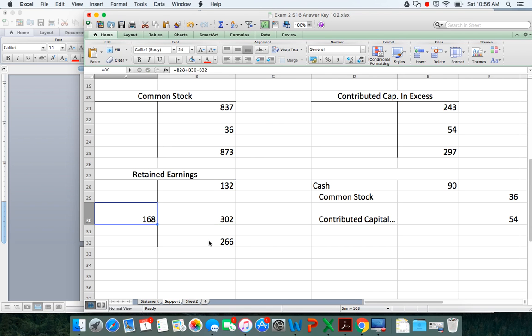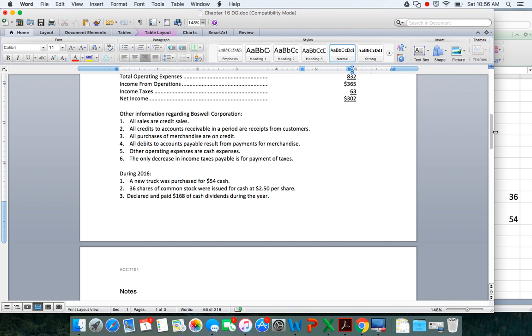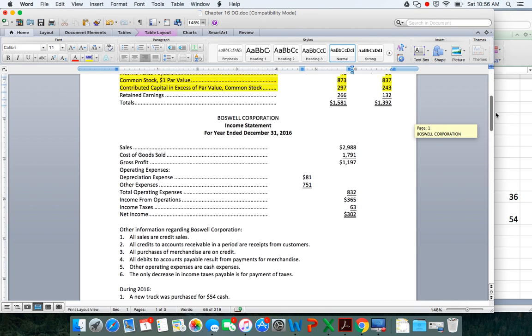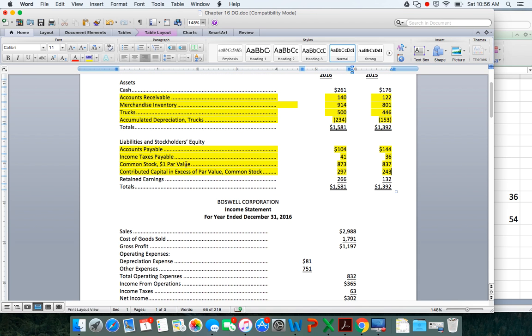And that gives me that same 168 number. Okay, so I know they were cash dividends. I know the amount was 168. So the last thing I want to do is just make sure I peek up in my balance sheet, make sure I don't see a dividends payable account. All right, and we already know that we don't see it there.